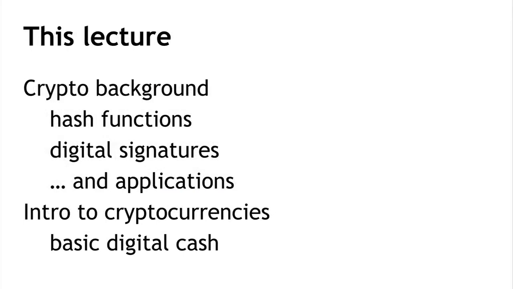In this lecture, number one, we're going to do two things. First, we'll introduce some cryptographic primitives that turn out to be necessary for talking about cryptocurrencies. In particular, we'll talk about cryptographic hashes and digital signatures, and we'll talk about some of the ways in which those are used to build cryptocurrencies.